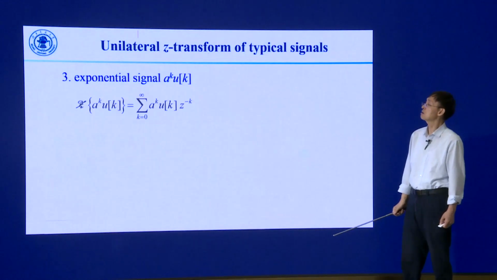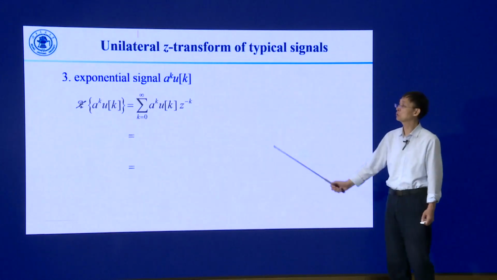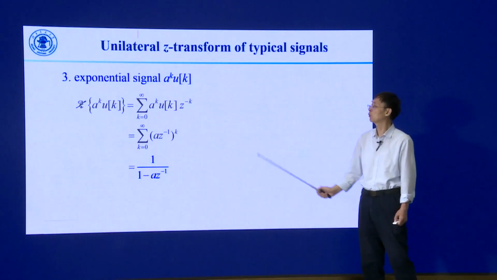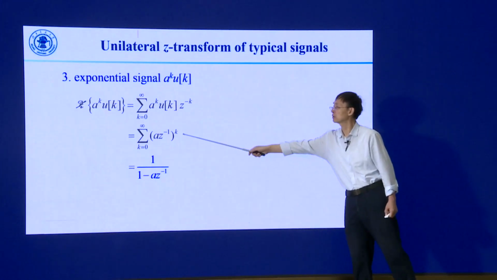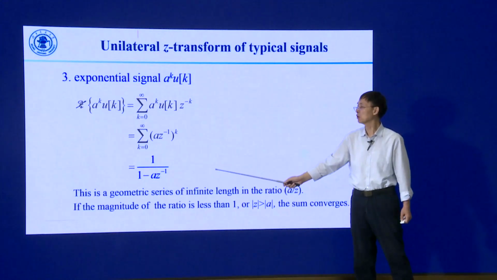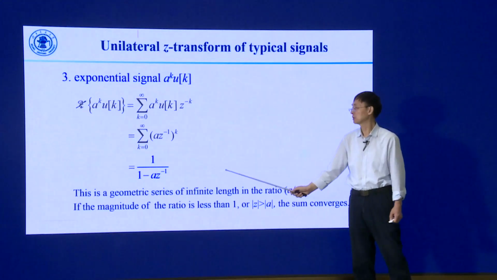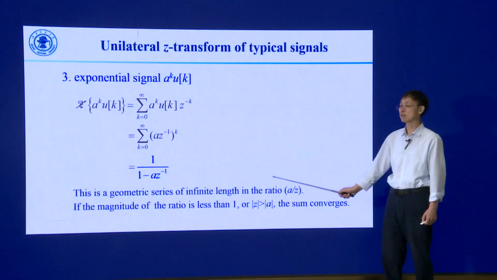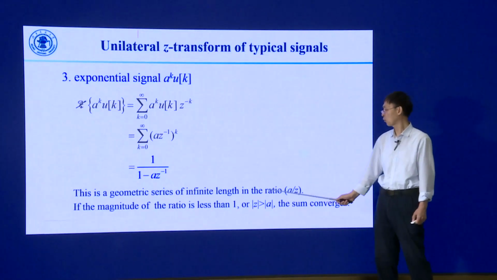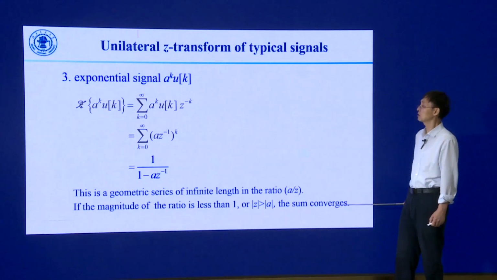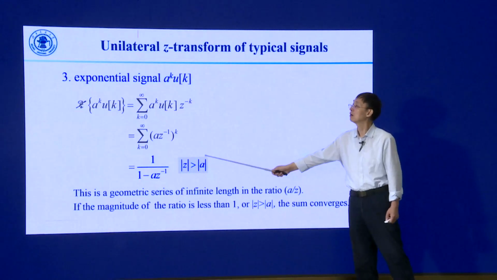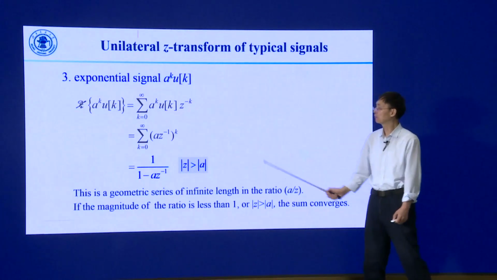For the exponential signal, according to the definition of the unilateral Z transform, we can get this expression. This is also a geometric series of infinite length in the ratio. If the magnitude of the ratio is less than 1, the sum converges. So we can get the ROC for this Z transform.